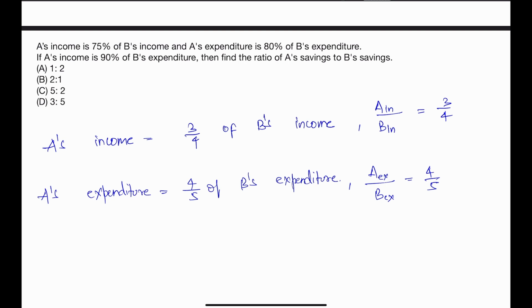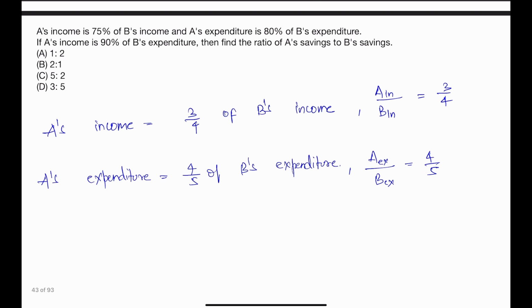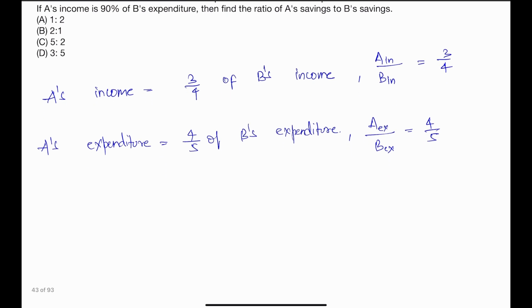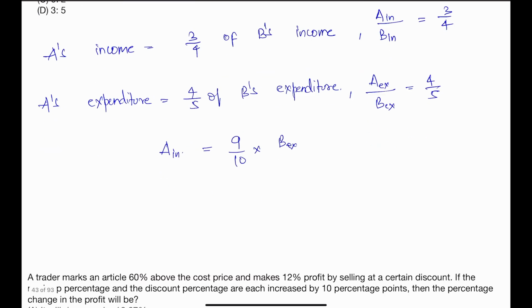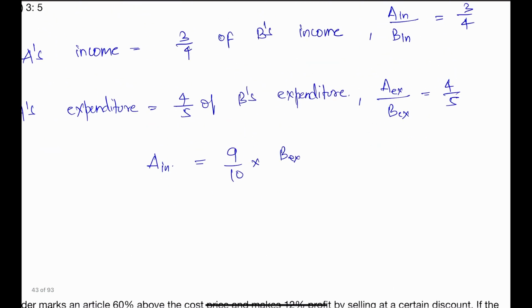Okay, sorry, there's one more line I forgot. So if A's income is 90% of B's expenditure, because of which I could not understand. So A's income is 90% of B's expenditure, then find the ratio of A. Yeah, A's income is 90%, 9 by 10 of B's expenditure. Simple. I will write everything in the terms of B only.